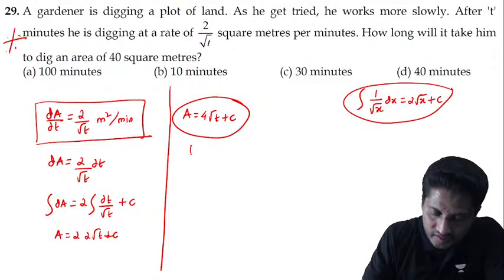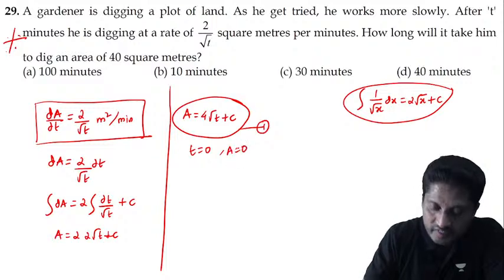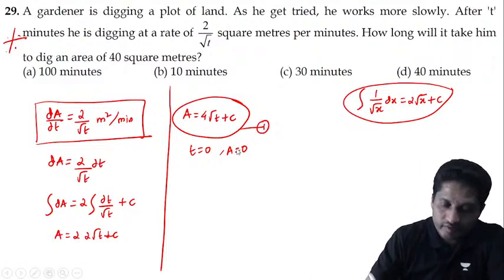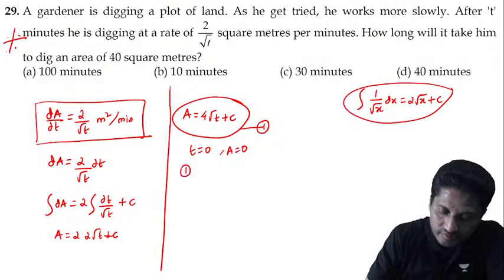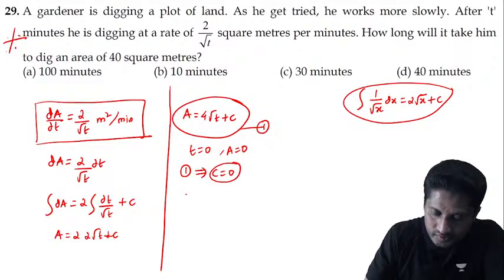Okay, when time t is equal to 0, area digging is also equal to 0. Obviously, when he started, he did not dig any area. Area will be equal to 0. If I substitute in equation 1, t is 0, A is 0, so c will be 0. This becomes capital A is equal to 4 into root t.